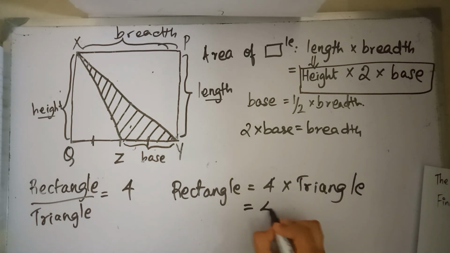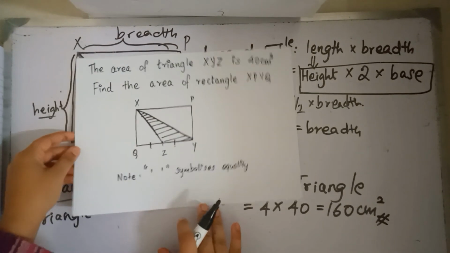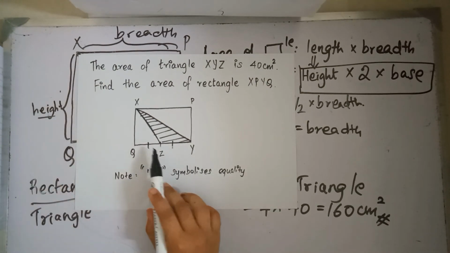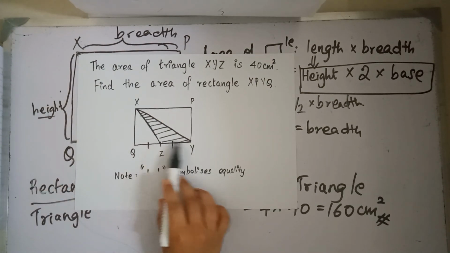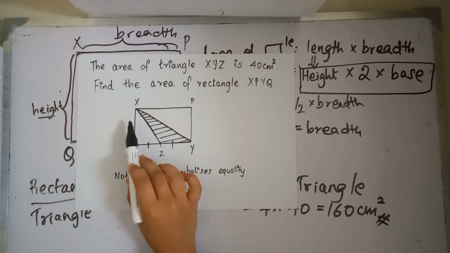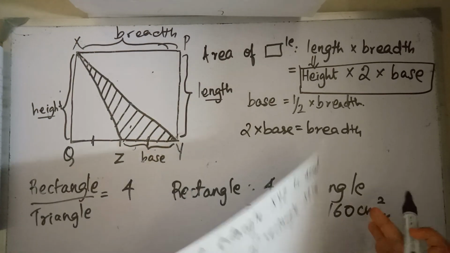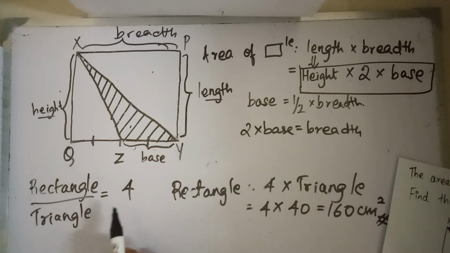And what is the area of the triangle? 40. So we have 160 cm square. Now notice that we have been given very little data, but just by looking at the relation between the parameters of the triangle, that is the base and the height, and the parameters of the rectangle, the length and the breadth, we have found out a relation between the two of them, giving us the answer.